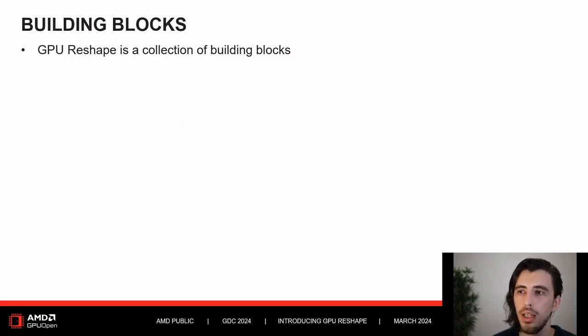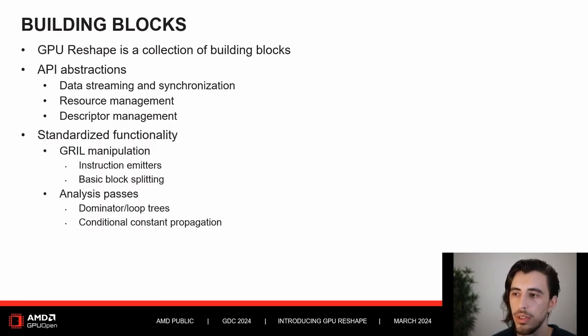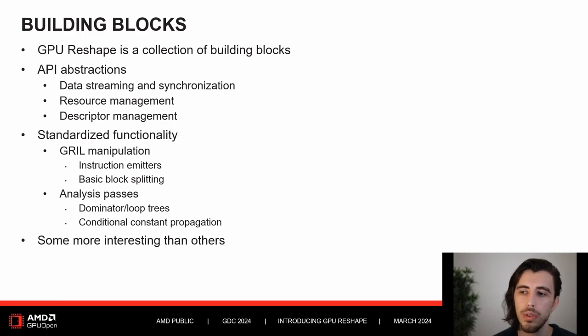Think of Reshape as a collection of building blocks. On one hand, we have a set of API abstractions, such as data streaming, descriptor management, etc. And on the other side, we have a set of standardized functionality using those abstractions. This may be common Grill manipulation, analysis of shader operations, etc. There's quite a bit of stuff in here, but I briefly wanted to go over some of the things that it offers.